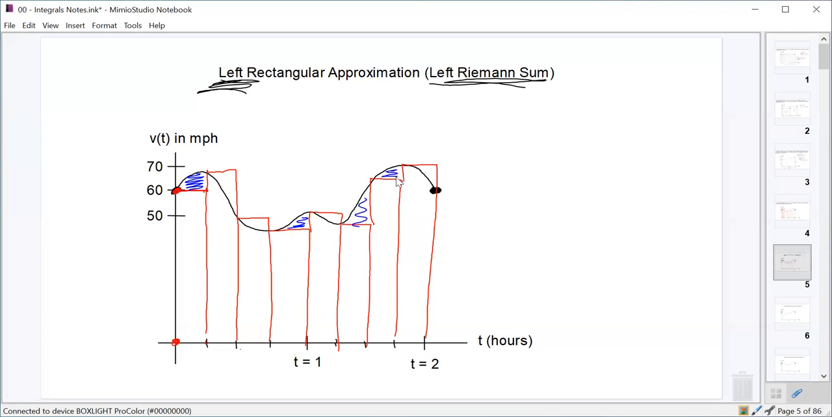But there's also some portions that we went a little over, a little over, a little over, and a little over. And so some of those are going to kind of cancel out with each other and get us a pretty decent approximation for the area underneath this curve.